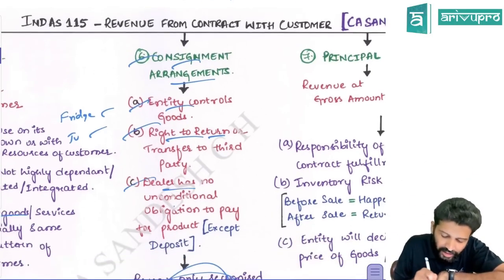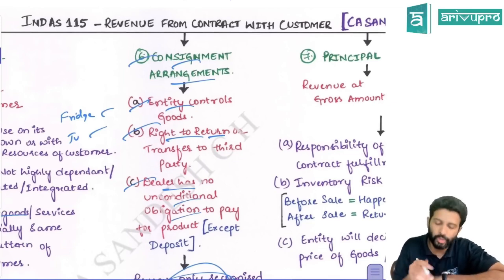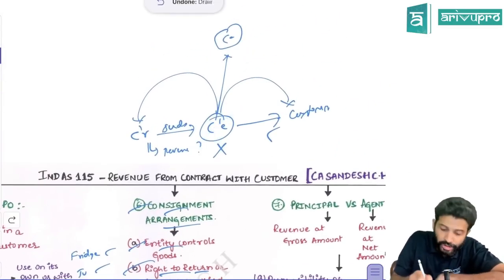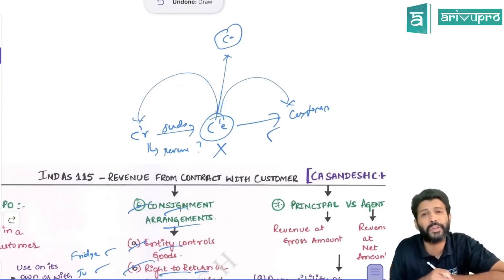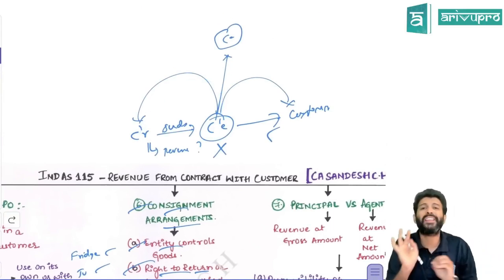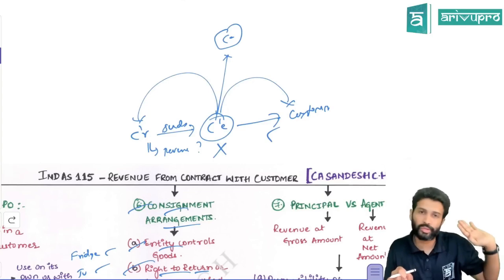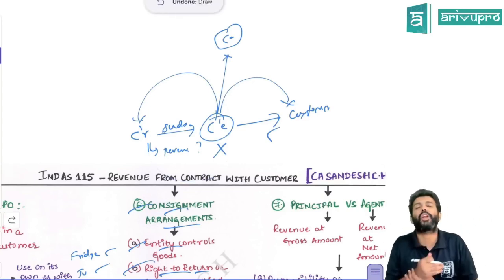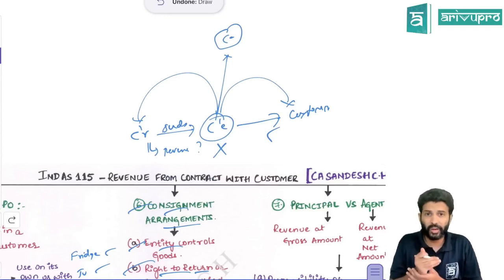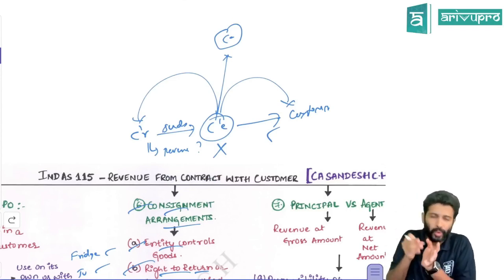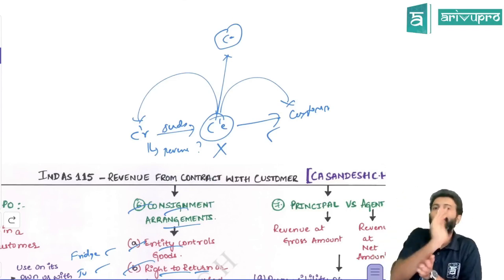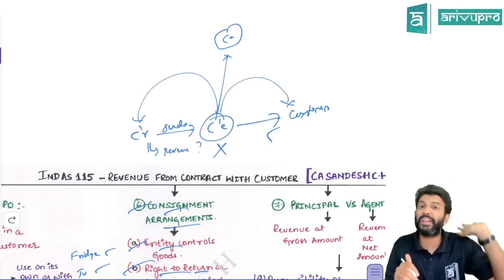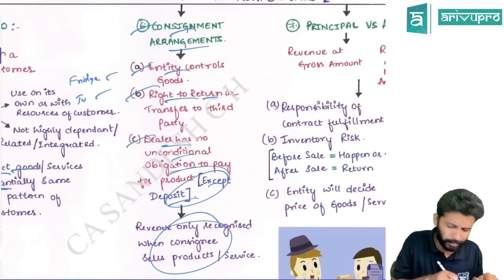And the dealer has no unconditional right to pay for the goods except for a deposit. So if the consignee does not sell the goods, should the consignee pay the consigner the money? No. The consignee will pay the money to the consigner only if he sells the goods. The consignee should not have an unconditional obligation to pay the consigner. If he doesn't sell the goods, he'll return the goods back. He'll not give any money. But there is an exception in the case of a security deposit.